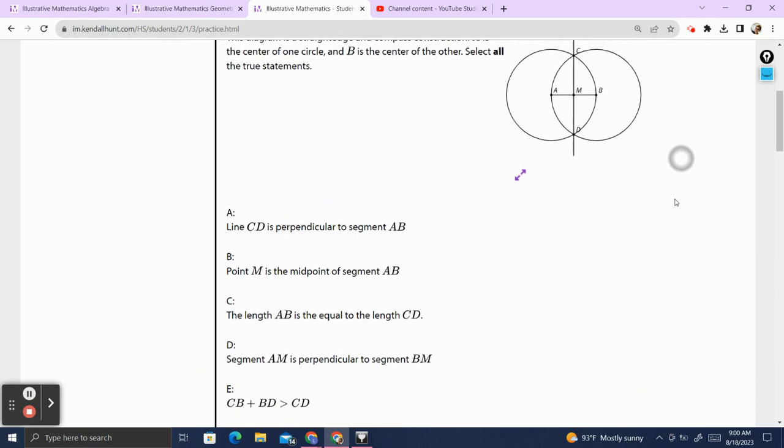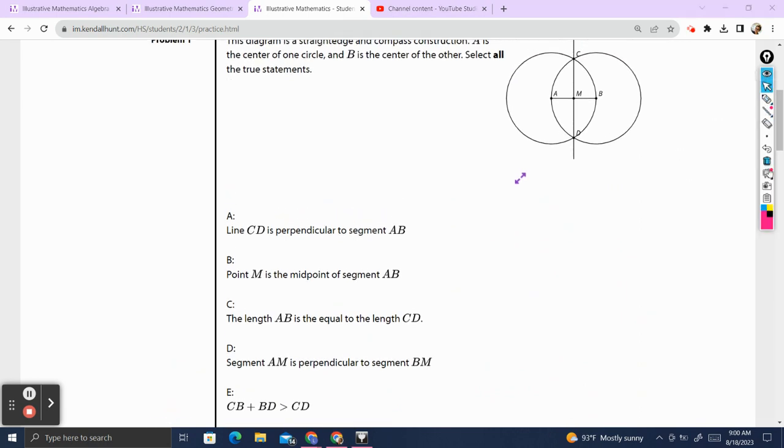So we have line CD is perpendicular to segment AB. So we have line CD, which is right here, is perpendicular to AB. Now, if you recall, when you create these two overlapping circles that share the same radius and connect the intersections of the circles, this intersection does create a perpendicular bisector. Perpendicular means that they cross at 90-degree angles, and bisector means that the segment on the left, AM, is the same length as the segment on the right, MB.